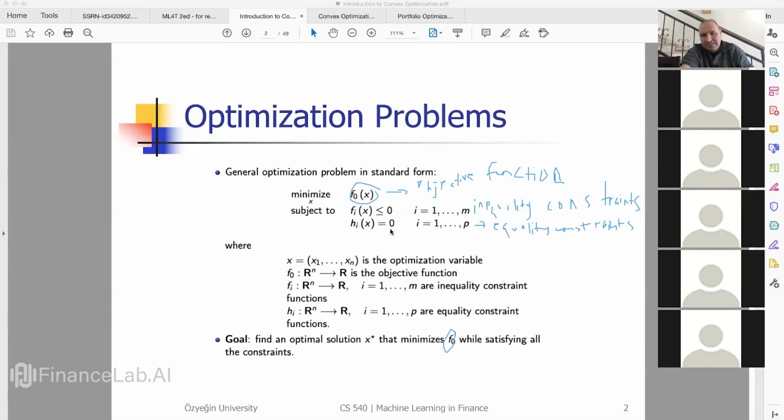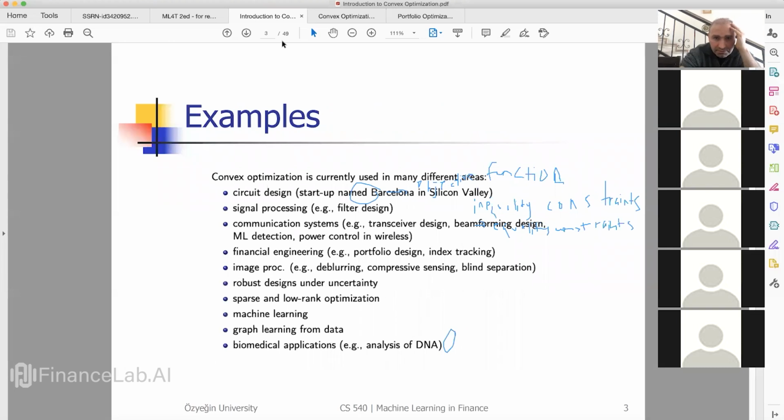Again, this is the general format. f0(x) is the objective function, and we'll see some different subtypes of these optimization problems depending on what our f0 is. The fi functions are the inequality constraints, and the hi functions are the equality constraints. This is the general form for optimization problems.